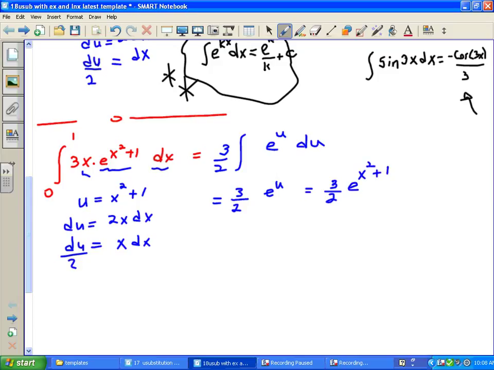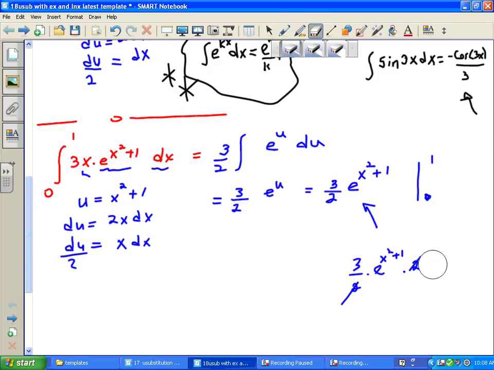Before I go any further and plug in my limits, I want to check my answer. So let's differentiate to see if we get what we started with. To differentiate this, the derivative of e to the u is e to the u times u prime. What is u prime here? 2x. The 2's cancel. Did I get back what I started with? 3x e to the x squared plus 1? Definitely. So it is indeed the correct antiderivative.